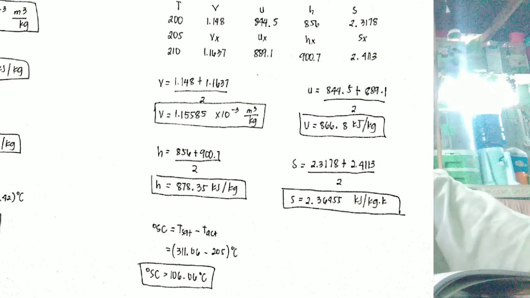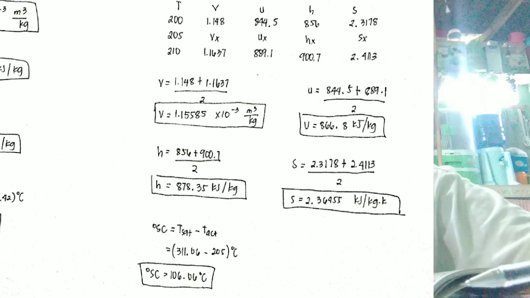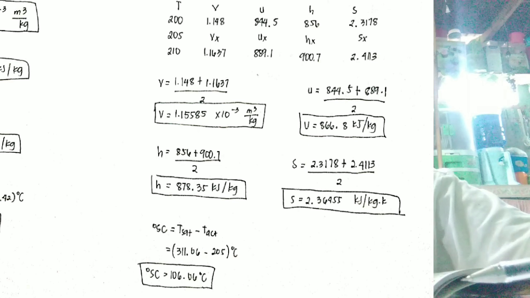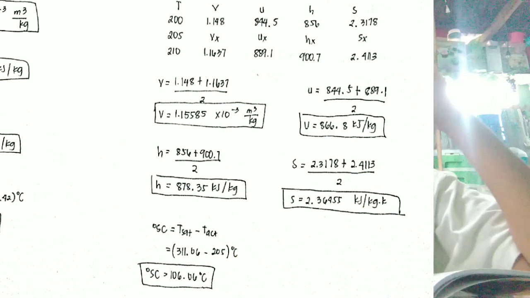So, V equals the V of 200, which is 1.148, plus the V of 210, which is 1.1637, over 2. If we input that in our calculator, we can get the value of V at 205 as 1.15585 times 10 to the power of 3 cubic meter per kilogram. So, got it? We have now obtained the V.